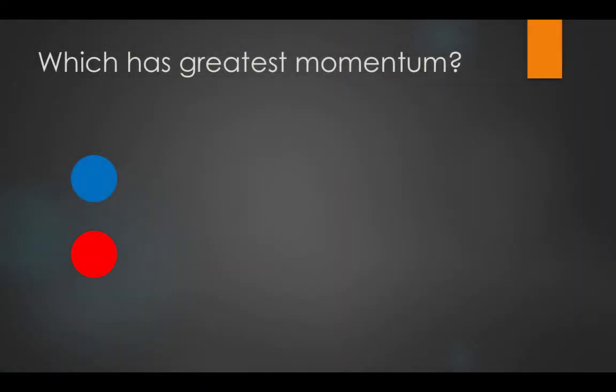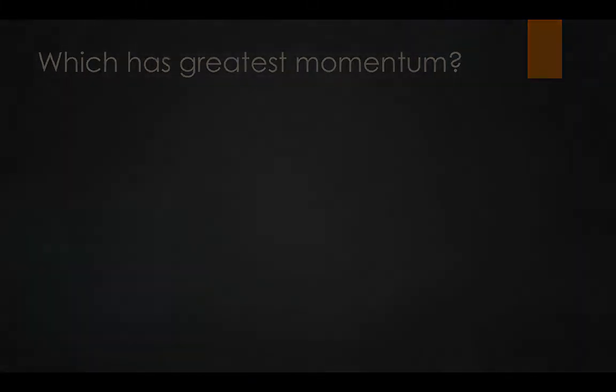Let's consider this blue and this red ball. Which has greater momentum? Well, if the two balls are the same size and the same mass, then the ball with the greater velocity has the greater momentum. That would mean the blue ball has more momentum in this example.